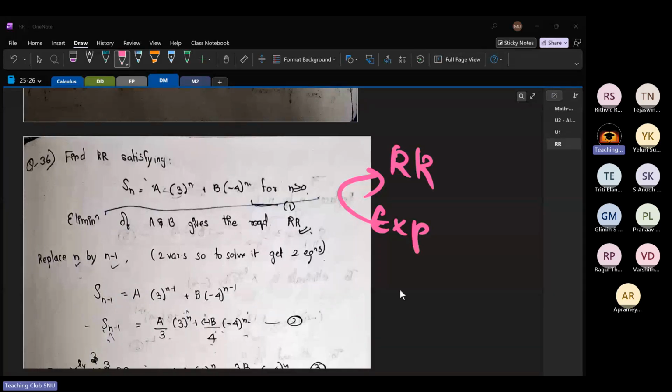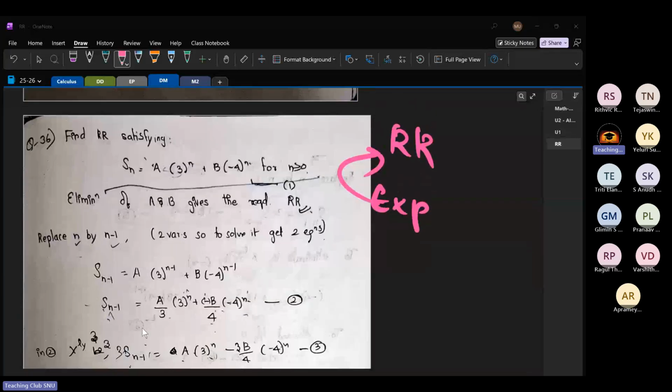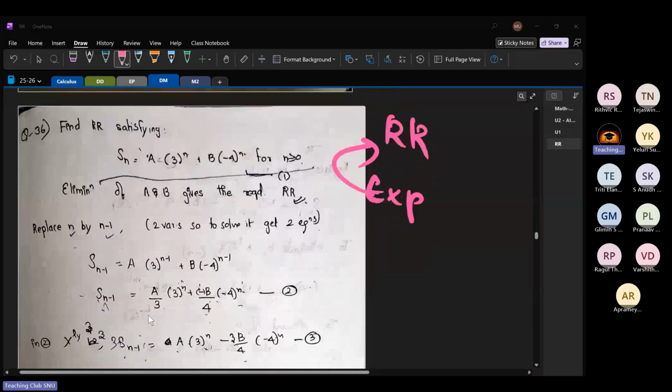Okay, I'll give you a glimpse of it. Let me know if you don't understand this. But I don't think I have seen it in the notes. So S_n is described based on n. n is the variable, the explicit form variable, right? So S_n is given as a into 3 power n plus b into minus 4 power n, for n greater than or equal to 0. Fine.